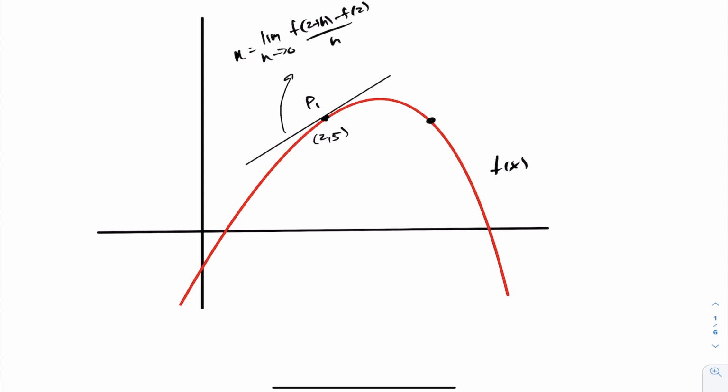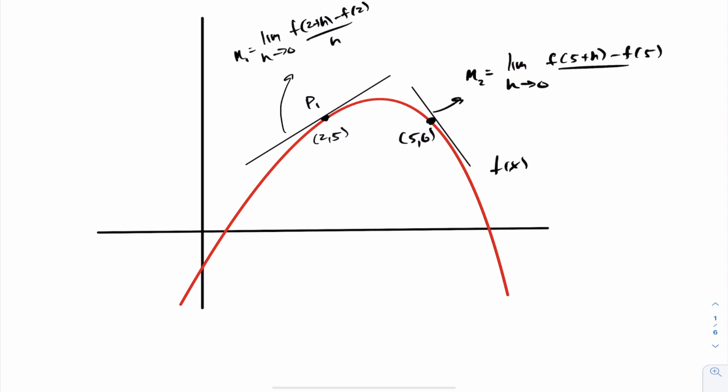But then the issue with that is now, okay, if I want to find the tangent at a new point, I would then have to calculate the slope a second time for a second tangent equation. I'd have to go ahead and calculate the limit as h goes to 0 of f at, and let's say this is the point 5, 6, I'd have to take the limit of f at 5 plus h minus f at 5 over h. And we'd have to go ahead and calculate that limit all over again. So instead of doing that, we have another option.